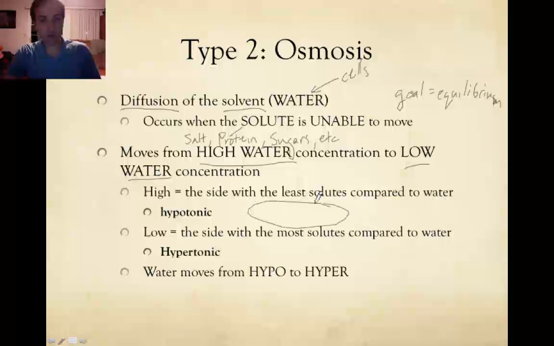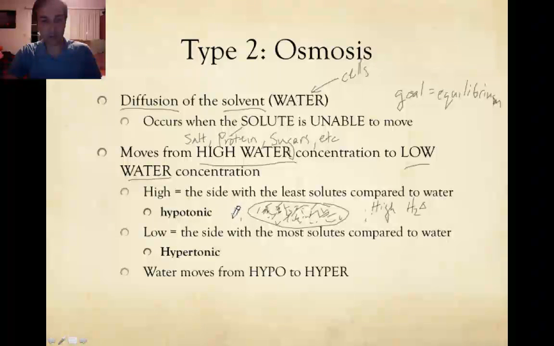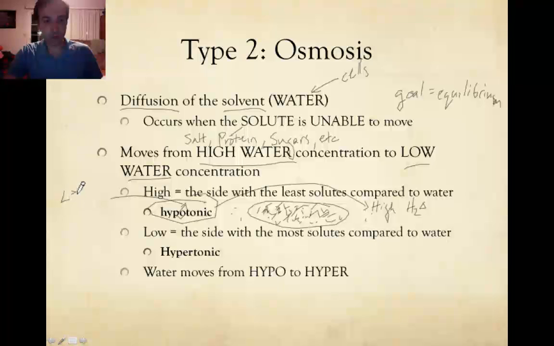So if we were to draw a cell, and we're going to put lots and lots of proteins or solutes inside this. Okay, and then we had a few proteins or solutes on the outside, but not many. The side with the least amount of solutes is the outside, right? So outside the cell right now, we have a high concentration of water, meaning we have lots of water compared to the amount of solutes. There's a special name for this. We call this hypotonic. And the way I remember it is the O in hypo rhymes with low. So this is the side with the low solutes.